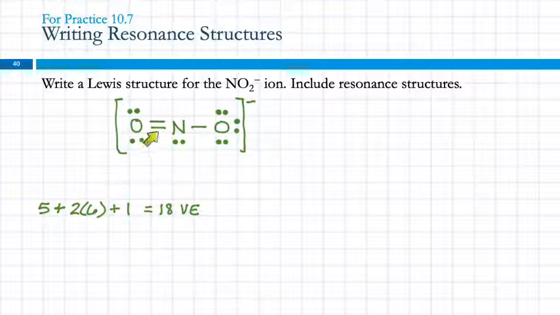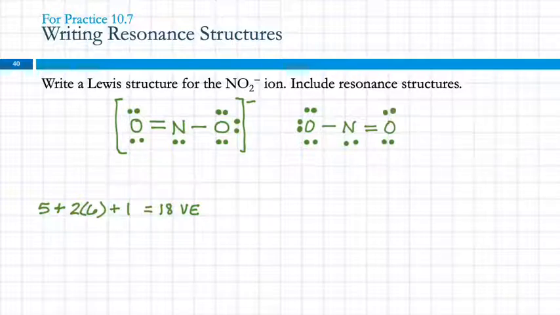So here I've got a double bond, nitrogen and oxygen. I wrote it there, but I could put it over here. Same two elements. That's what resonance generally is. So I'm gonna draw the same skeleton, just because it makes things easier. And I'm going to put the double bond on the other side.